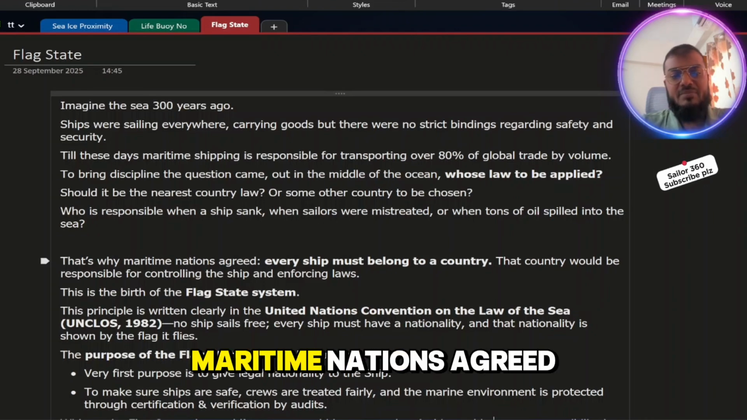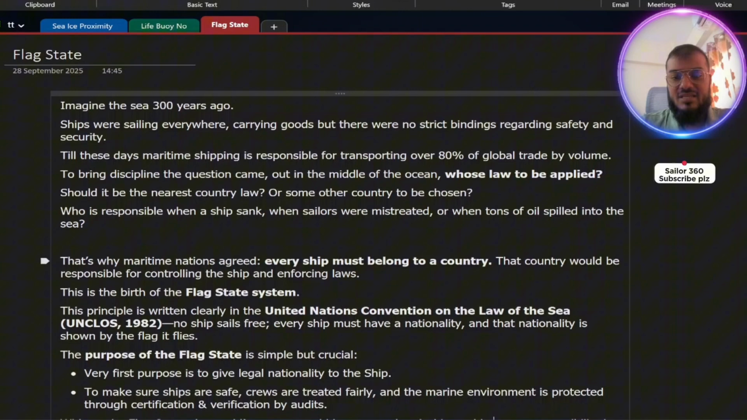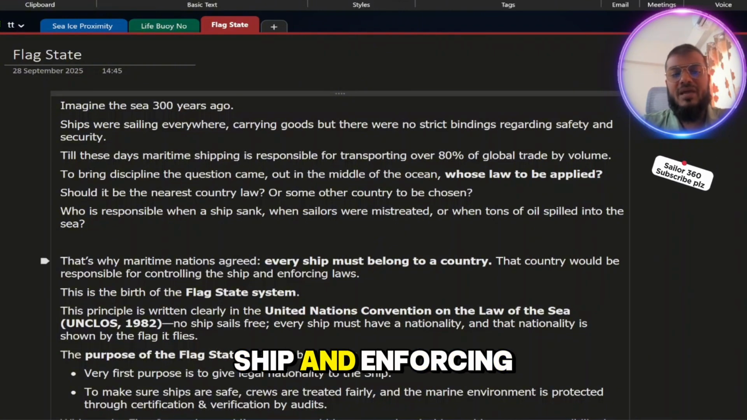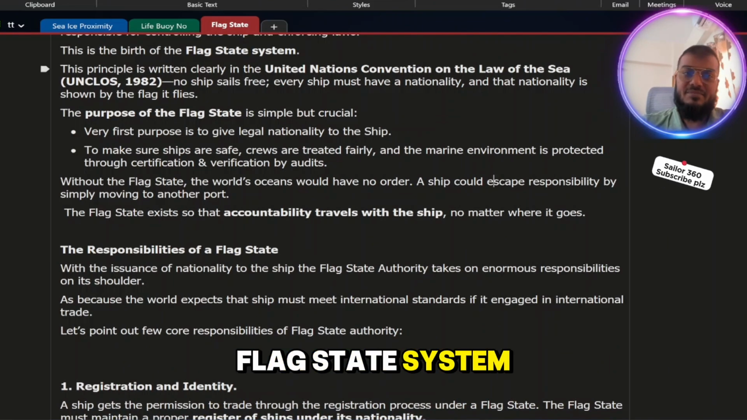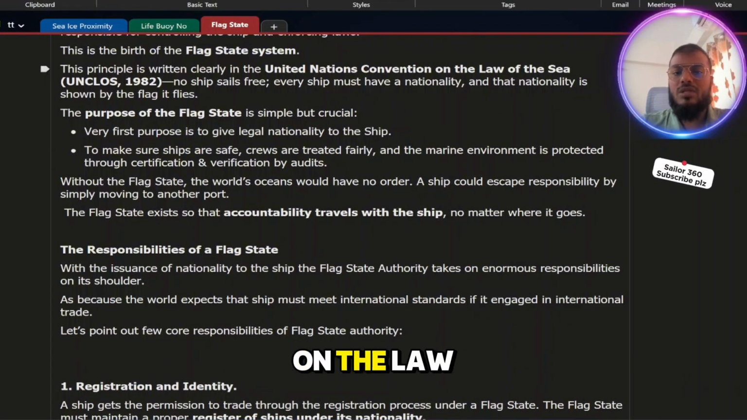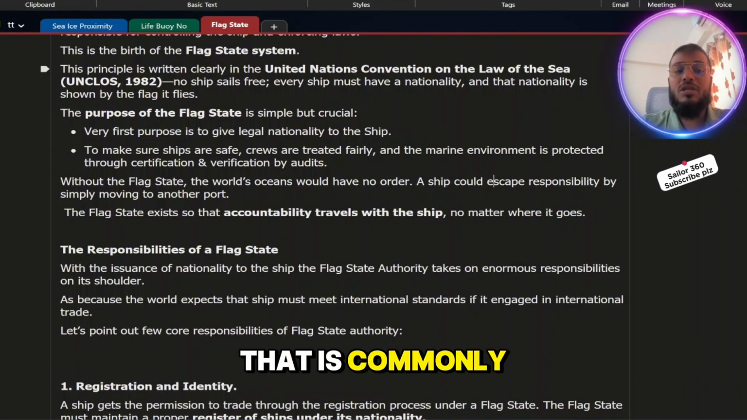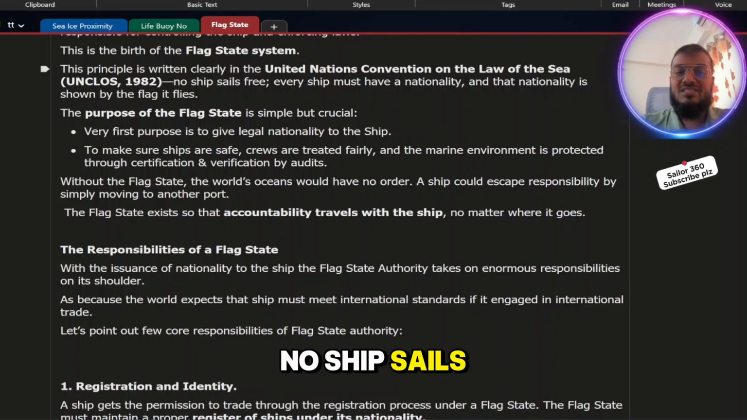That is why maritime nations agreed every ship must belong to a country. That country would be responsible for controlling the ship and enforcing laws. This is the birth of the flag state system. This principle is written clearly in the United Nations Convention on the Law of the Sea, commonly known as UNCLOS, 1982. No ship sails free.